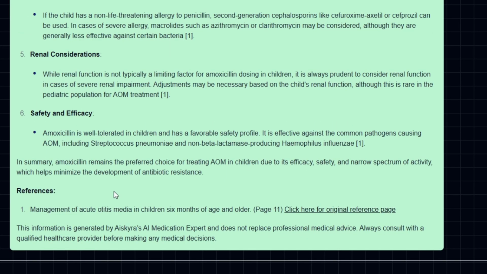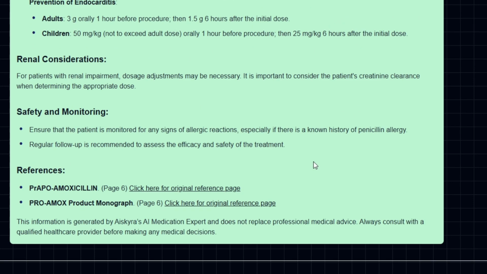You'll also notice that when you ask a more specific question, a more specific reference will be retrieved for the information. In this situation about acute otitis media, a reference related to AOM is pulled, whereas in a question just for amoxicillin in general, the amoxicillin product monograph would be pulled.